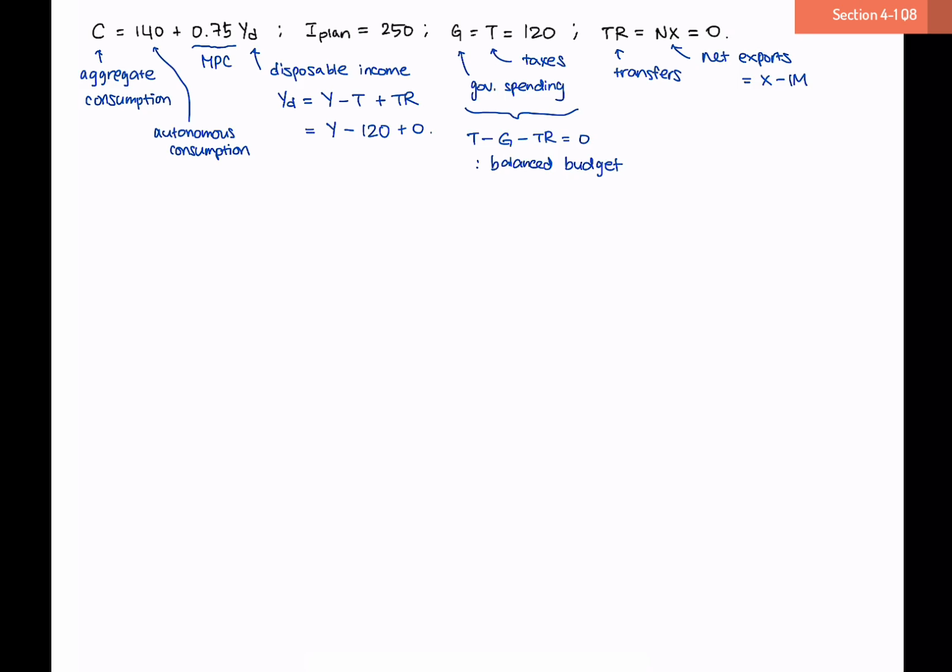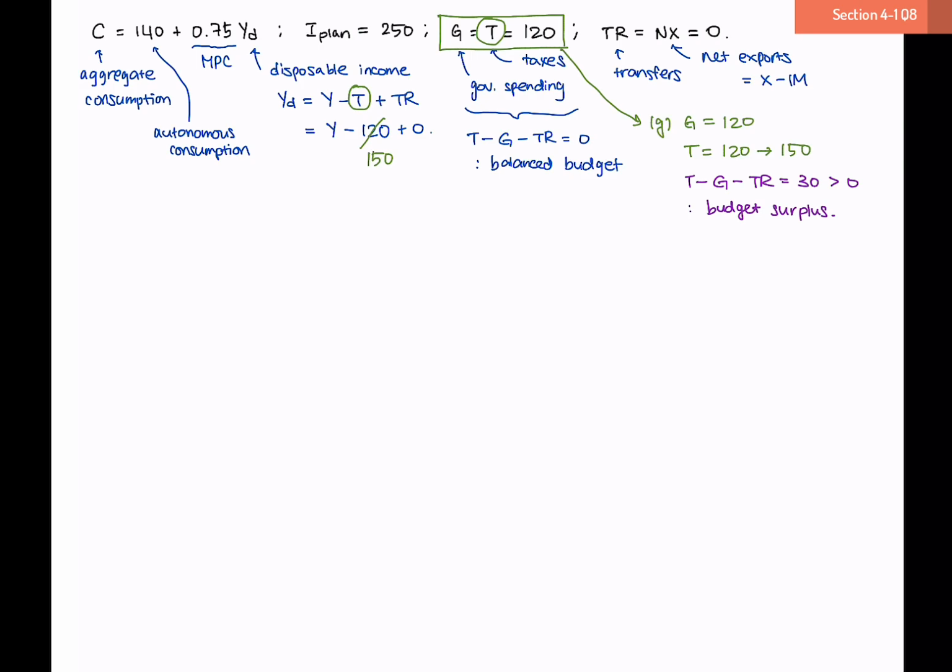Next, we have a different kind of fiscal policy happening. Your government spending will not change at 120 while your taxes rise from 120 to 150. So you'll still see the same budget surplus of 30 as a result, except that in this case, instead of reducing government spending, we're increasing our tax income. Then let's try to find the new equilibrium output.